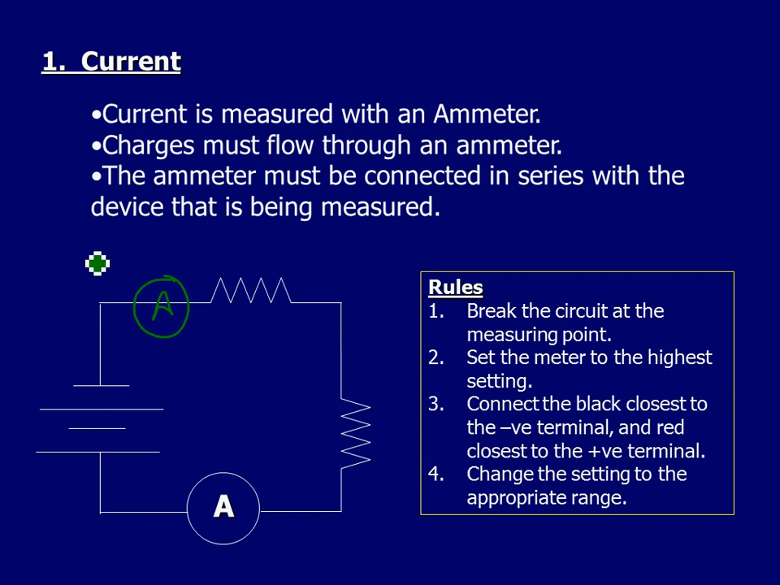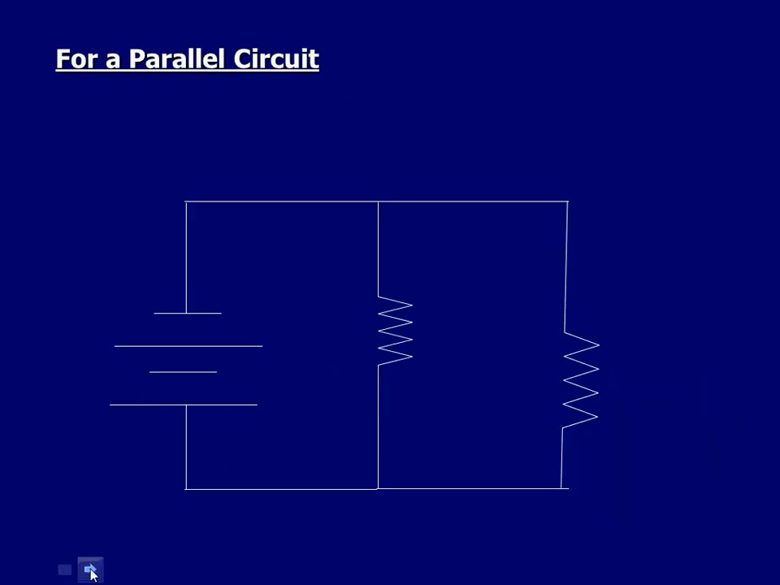What if we had a parallel circuit? Well, if we had a parallel circuit, then there's more than one path. Remember, in a parallel circuit, you've got more than one path. So in a parallel circuit, if I put an ammeter there, notice how I open the circuit and put it there, I would have the current going past that resistor.